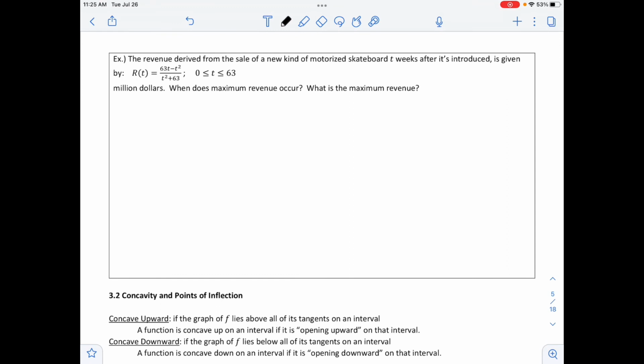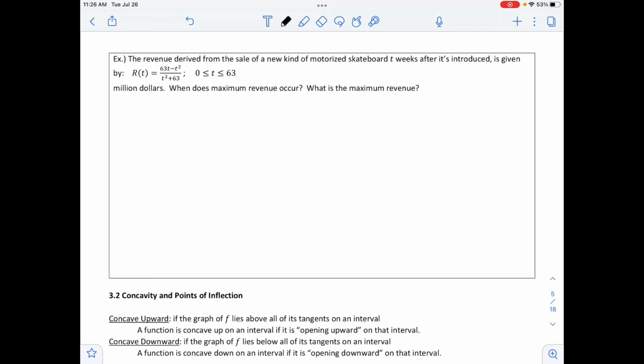The next example says, the revenue derived from the sale of a new kind of motorized skateboard t weeks after it's introduced is given by r of t equals 63t minus t squared over t squared plus 63 for t between 0 and 63, in millions of dollars. When does maximum revenue occur? What is the maximum revenue?